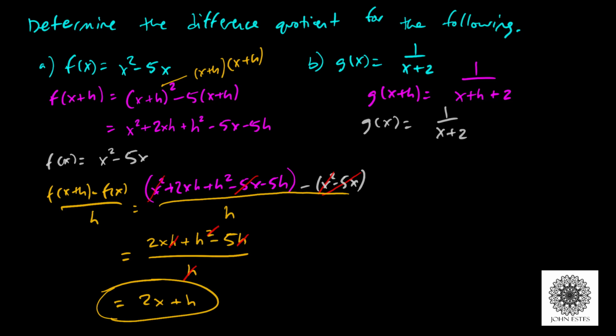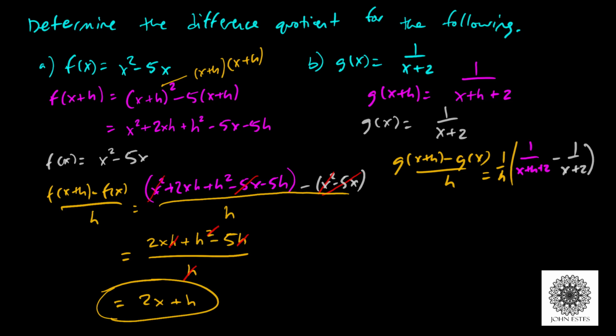So finally, to apply my difference quotient, which is g of x plus h minus g of x all over h, I'm going to write this a little bit differently, because remember, dividing by h is the same as multiplying by the reciprocal of h. So that's 1 over h times 1 over x plus h plus 2 minus 1 over x plus 2.